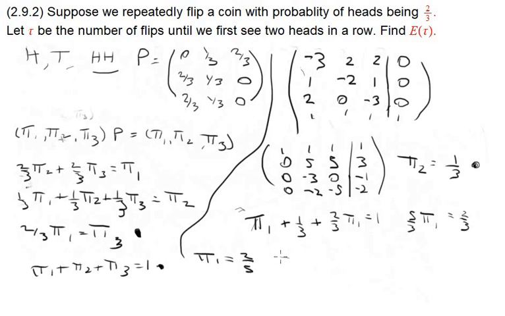Then we've got pi3 from this again, which is 2/3 times pi1, so 4/15. And that's all we need actually, because pi3 is the state for heads. So the expected recurrence time for pi3 is 1 over this, so 15/4.